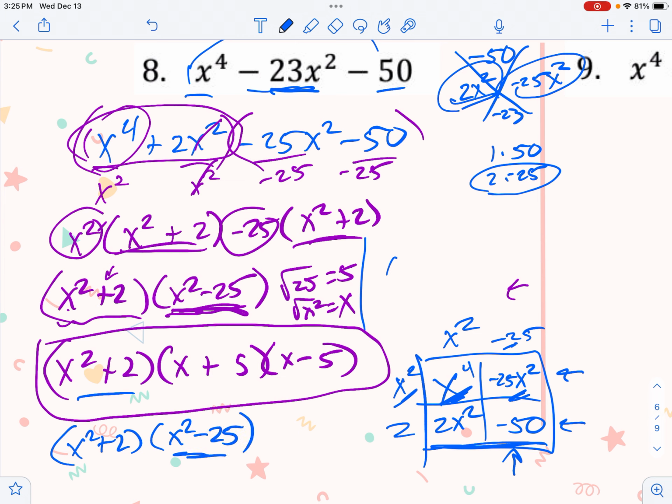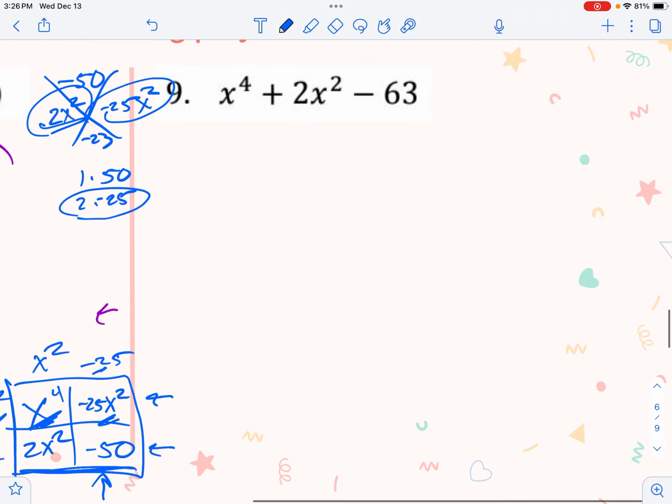And remember, you can factor this again just like we did up here. So either you do grouping or box method, it really doesn't matter. It works out the same way. And then you just have to check your answers and see if you can factor again. Sometimes you can, sometimes you can't. Okay.